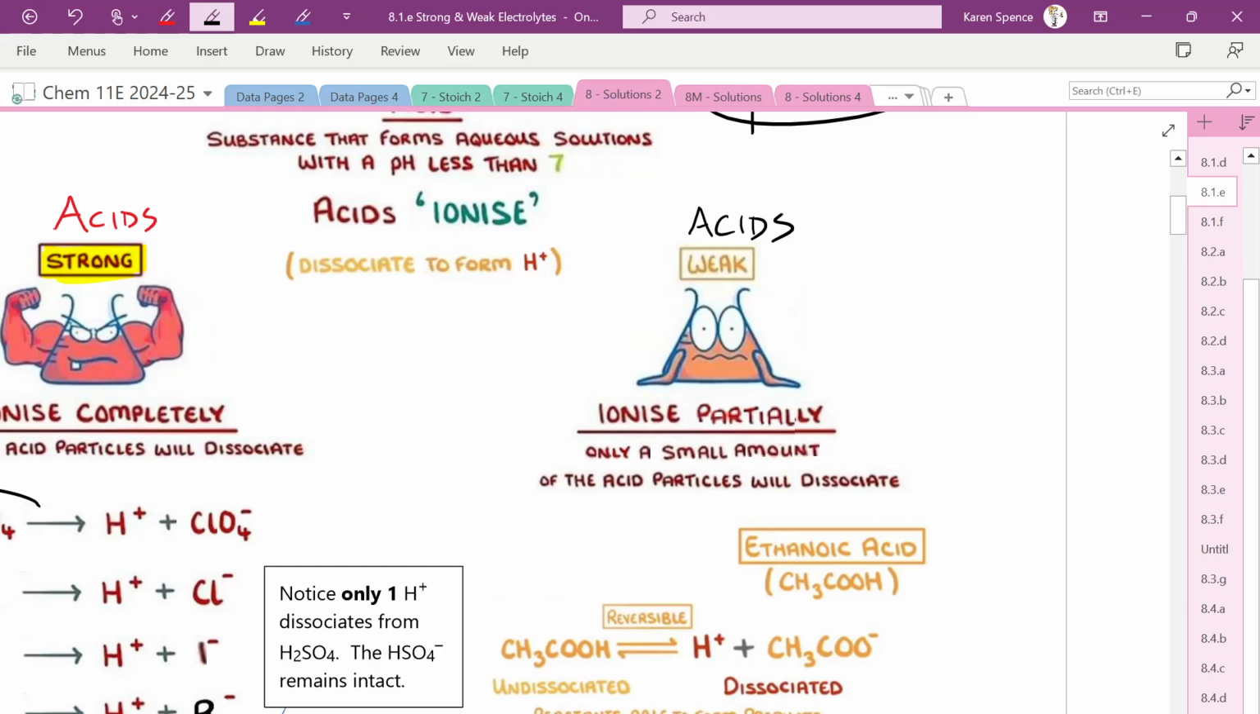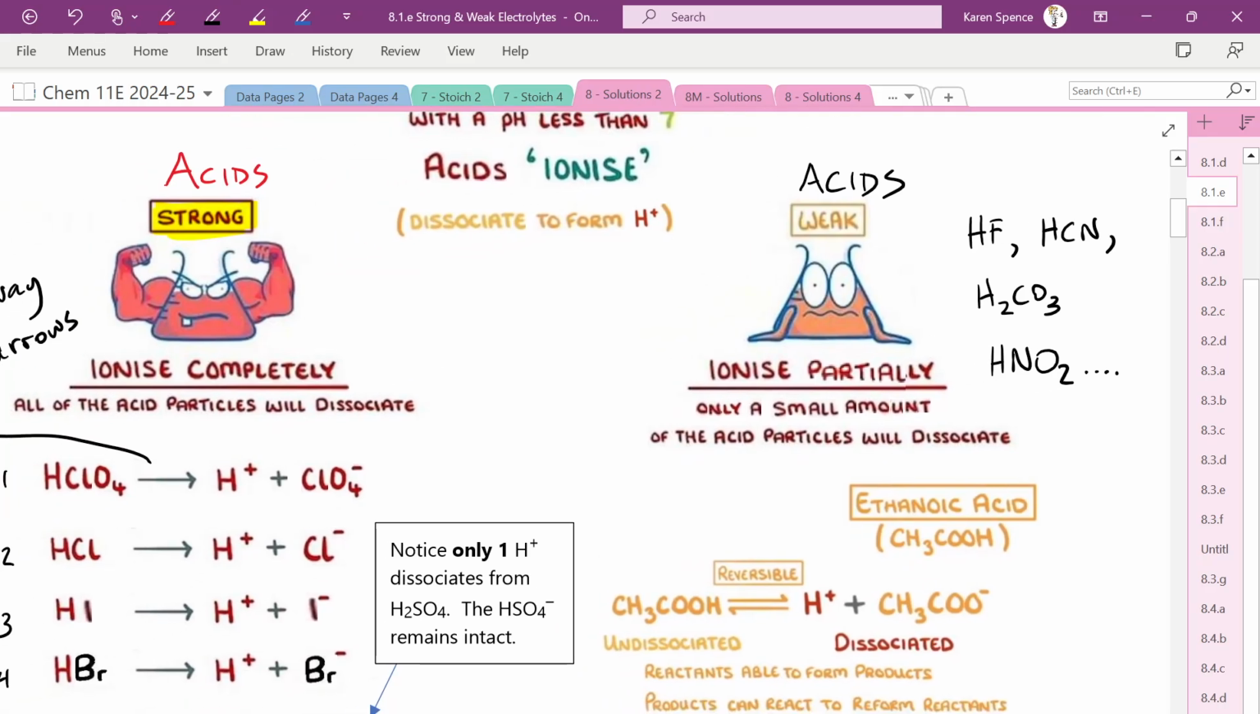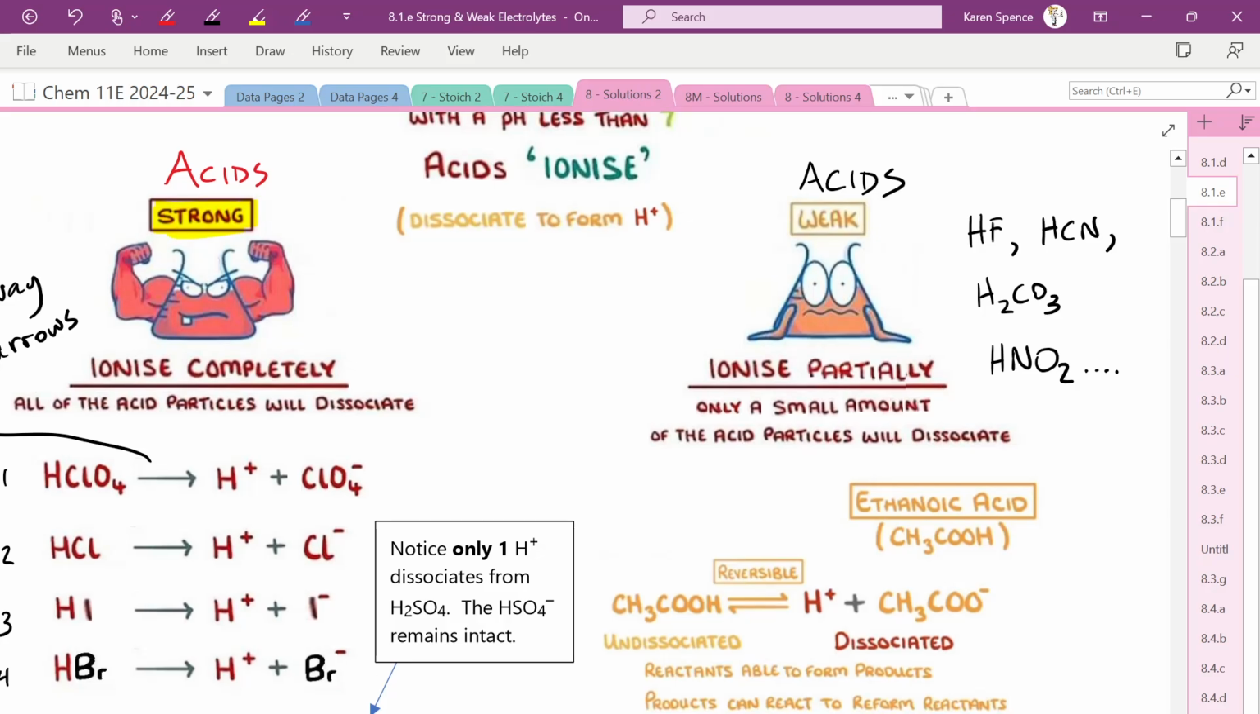So ethanoic acid, CH3COOH, is one of them. But we have HF, HCN, H2CO3, HNO2, and a ton more. Okay? You're not responsible for knowing those ones. You will be responsible in our next unit test, not the one coming up next week, but the one after that, for memorizing your strong acids so that you know that they dissociate completely.